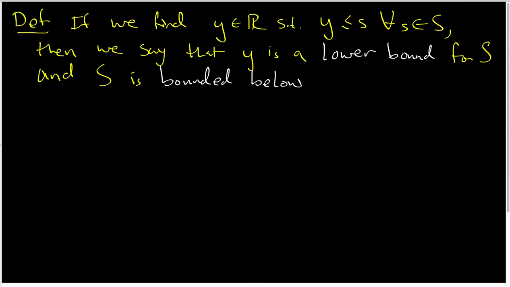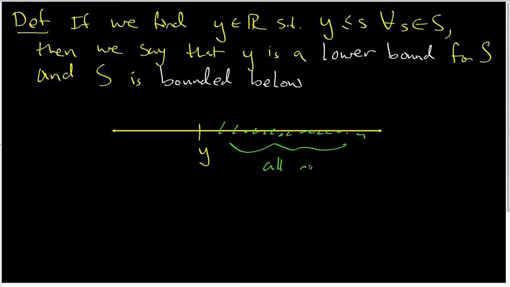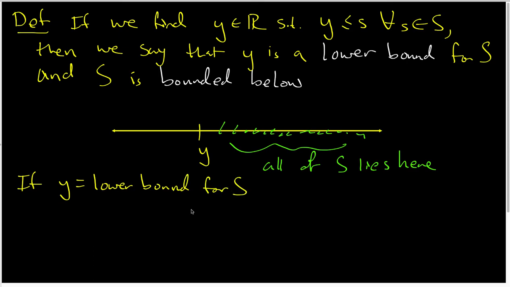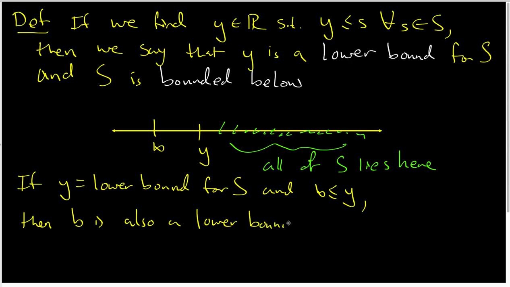And we have a similar kind of picture that we had before. If this is my number line and I put y on this number line, saying that y is a lower bound is going to mean that all of the elements of set S have to live out here. So all of S lies here. And clearly, if I know that y is a lower bound for S, and I know that b is less than or equal to y, then b is here, and clearly b is also less than or equal to all of the s's inside S, so I can then say b is also a lower bound for set S. So lower bounds are also not unique.